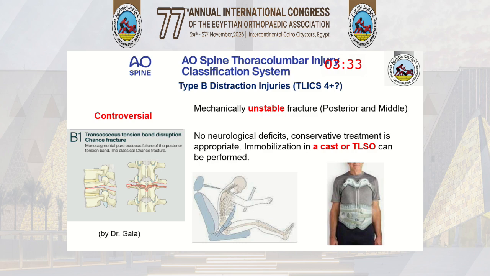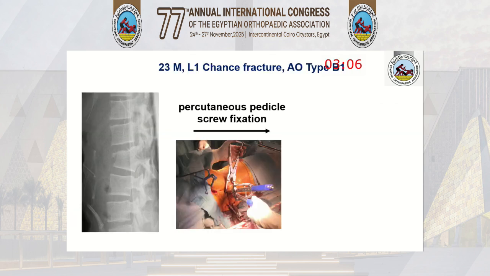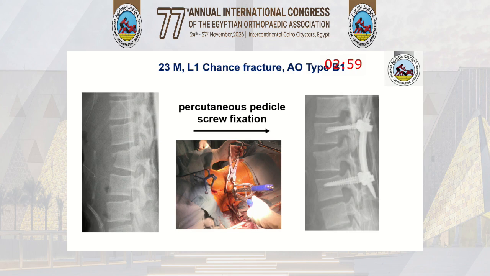Sometimes, with no neurological deficit, conservative treatment is appropriate. Immobilization in a cast or TLSO can be performed. If the patient doesn't want to wear those, percutaneous pedicle screw fixation is another option. In Japan, they don't want to wear the hard brace. This is a 23 year old A1 chance fracture with the percutaneous fixation.